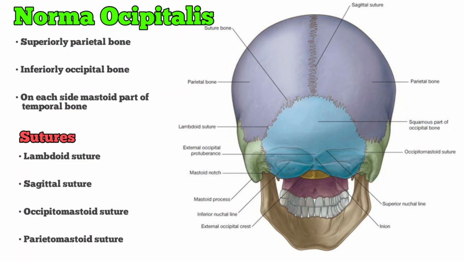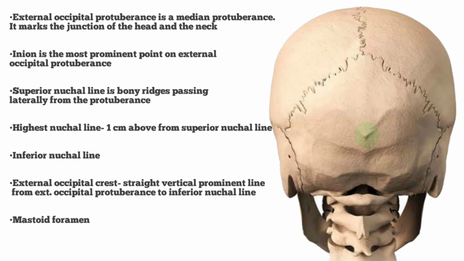Norma occipitalis. Superiorly is the parietal bone, inferiorly the occipital bone, and on each side the mastoid part of the temporal bone. Sutures: lambdoid suture, sagittal suture, occipitomastoid suture, and parietomastoid suture. The external occipital protuberance is a median protuberance. It marks the junction of the head and the neck.